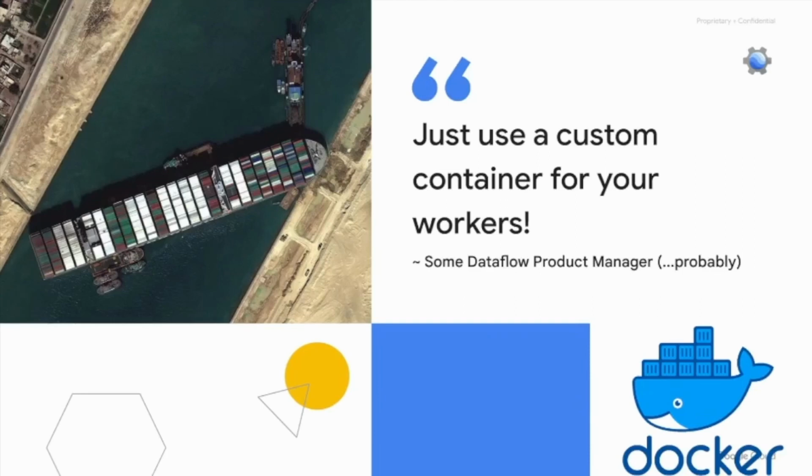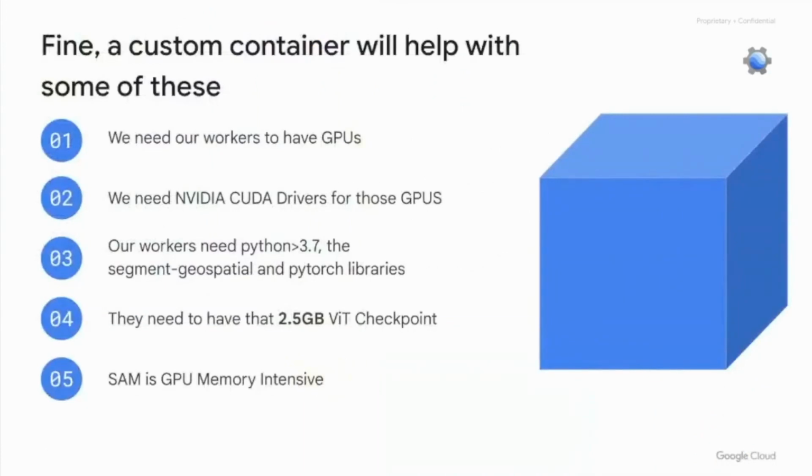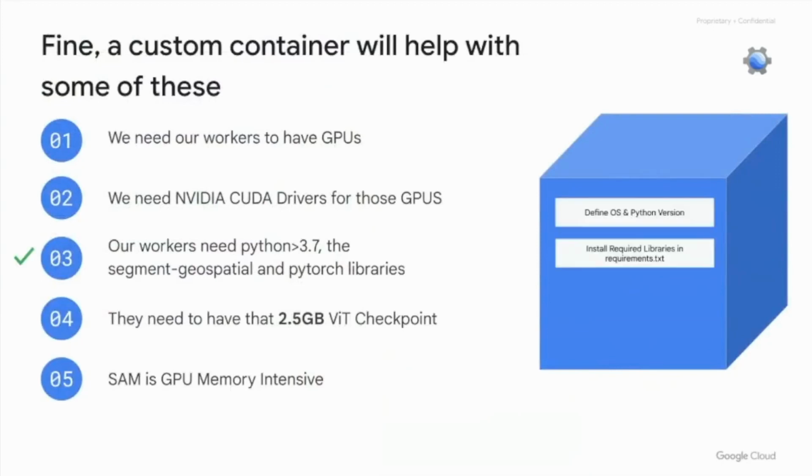And the last time I went down the path of using custom containers, it was custom, but you could only pick from like 5 custom containers. So Dataflow has evolved in the last year and a half, and now custom is fairly open, and you really can define what that worker looks like. And okay, fine. If I had this custom container, I could assure a couple of things. We needed our worker to have GPUs.